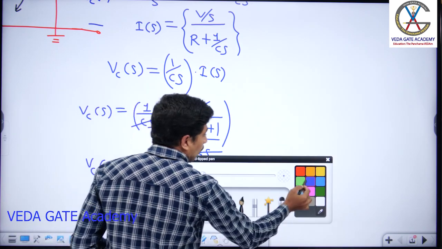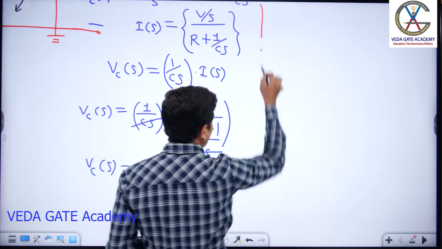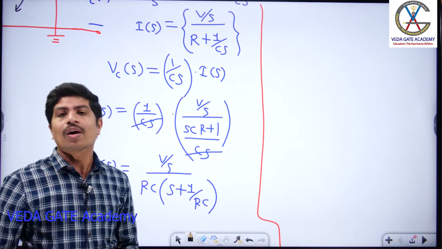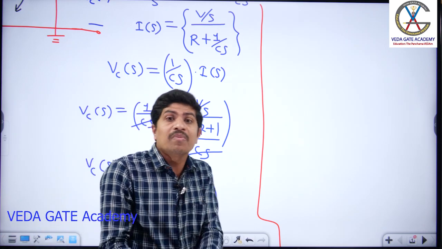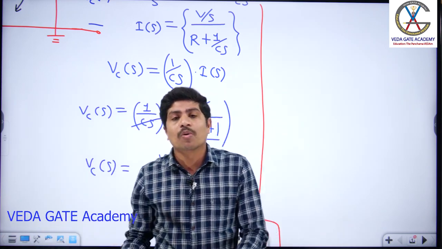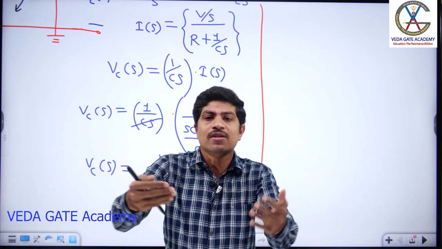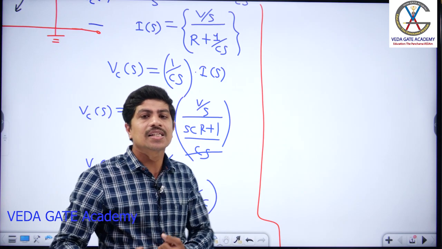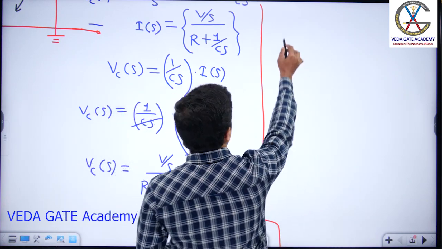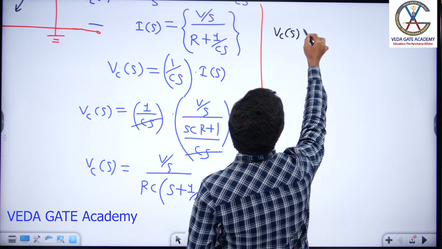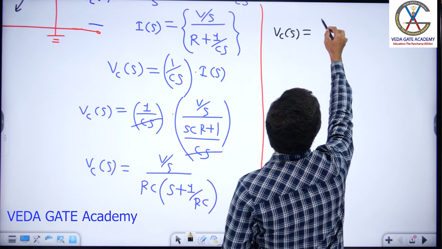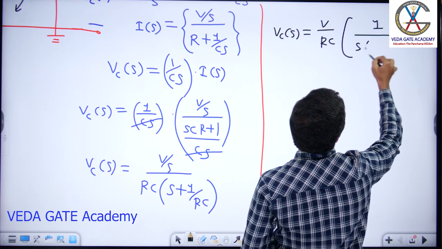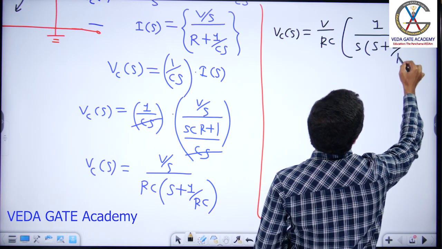Then apply the inverse Laplace transform to get the response, because we always want the answer in the time domain. Our problem is in the time domain, but the medium of solution is the frequency domain due to some advantages, which we already discussed in the starting chapters. Now Vc of S is equal to V by RC into 1 by S into (S plus 1 by RC).